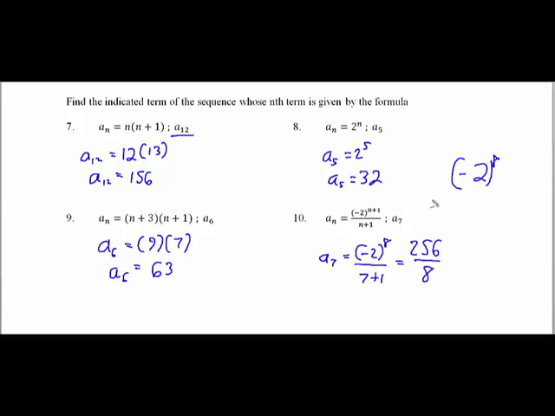Like the negative problem up above, a negative raised to an even power will be positive. And then this simplifies since these are evenly divisible, and 8 is a factor of 256 32 times. So the 7th term in this little oscillating pattern would be a positive 32.